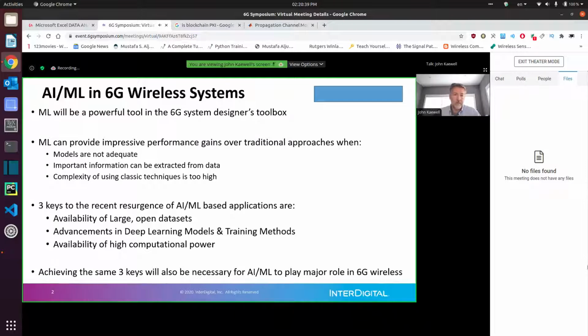So it's pretty well known and often said that three keys to the resurgence of artificial intelligence and machine learning based applications are the availability of large and open data sets, such as ImageNet and MNIST and so forth. These data sets were key to enabling researchers to disclose and publish their results, and it was a level playing field against which people could compare results. There were also significant advancements in deep learning models and training methods. And also we saw arriving on the scene high computational power. So these three keys were necessary for the resurgence of AI and machine learning. I believe these three keys will also be necessary again for AI to play a major role in 6G wireless.